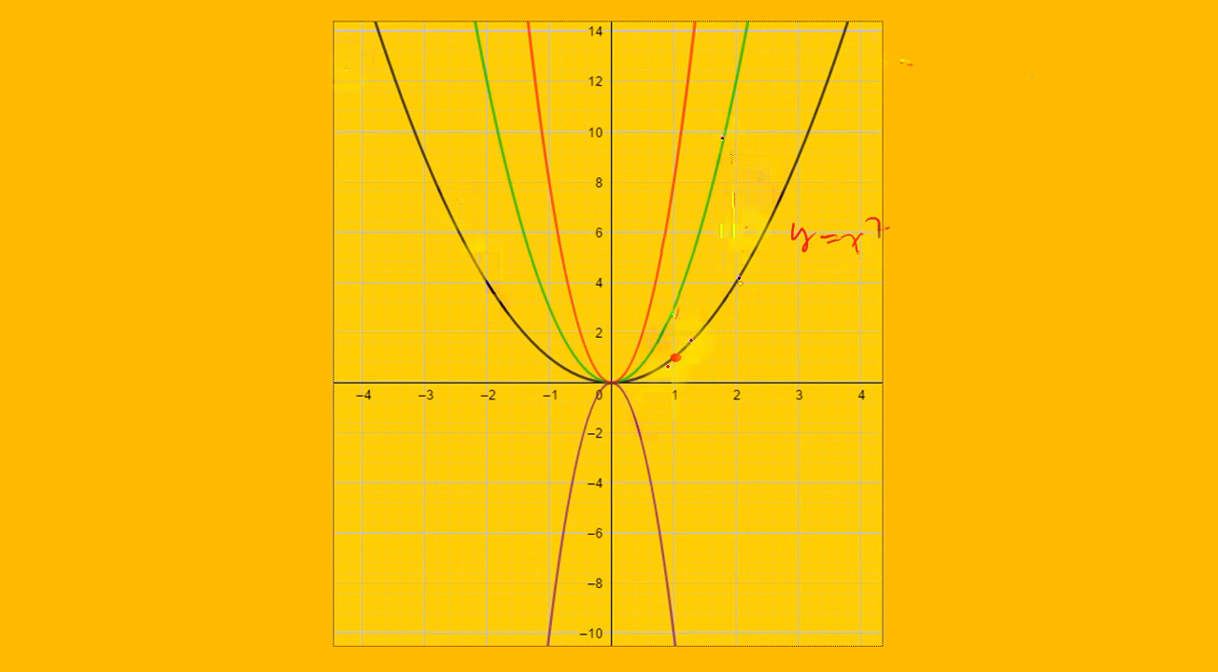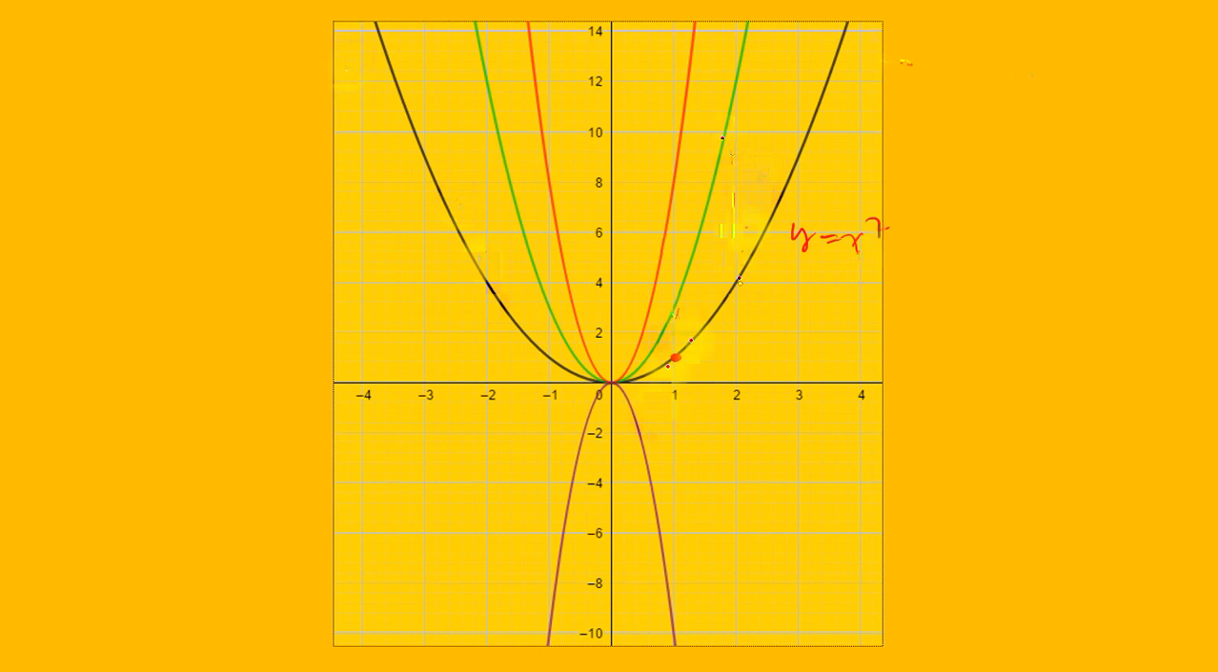Okay, the purple one. The purple graph is a reflection, and scaled. There is a vertical scaling and there is a reflection. So what is that? From 1 it becomes negative 10. So that's negative 10, meaning this graph is y equals negative 10x squared, because each point on x squared is being multiplied by negative 10.